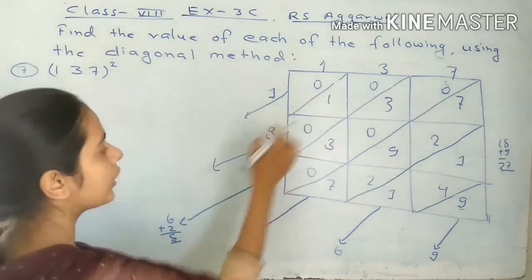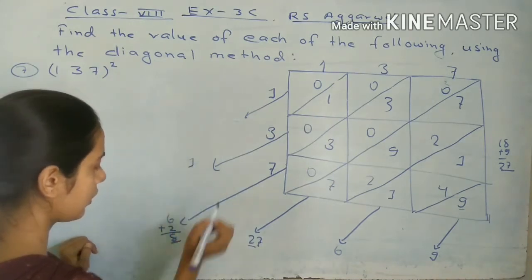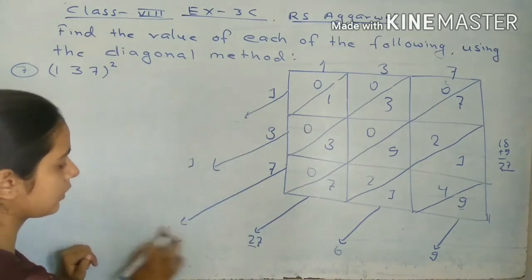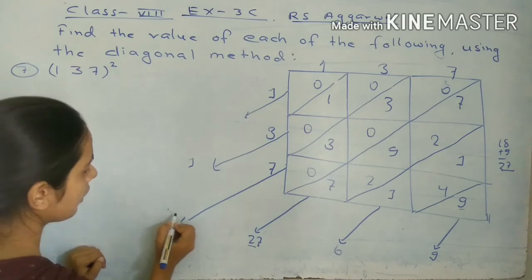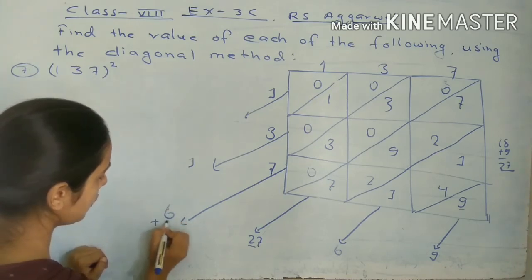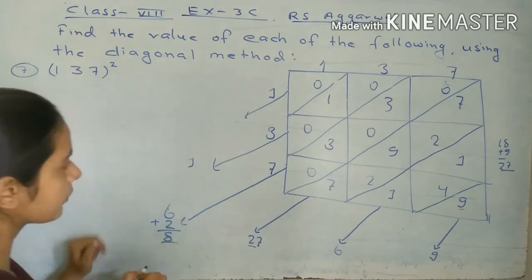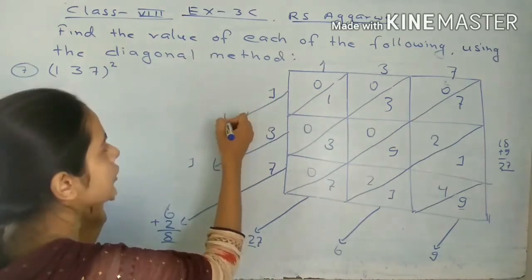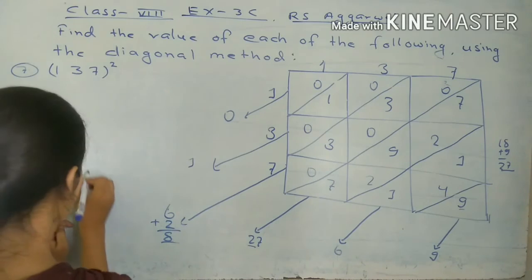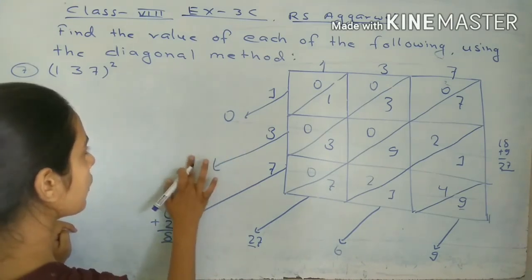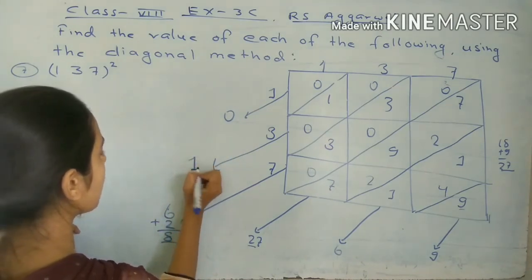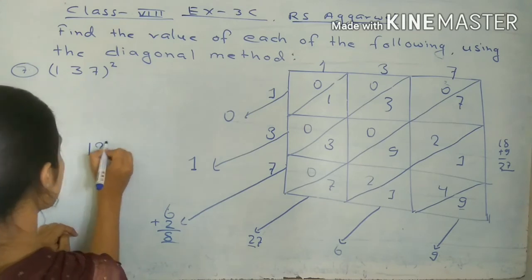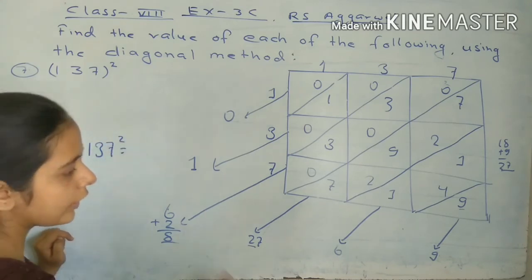And here 1, 6 plus 1, 6 plus 2 will be 8. And here 1 will be 1 and here 0 will be 0. So the number is 130. So 137 square we will write from that side.